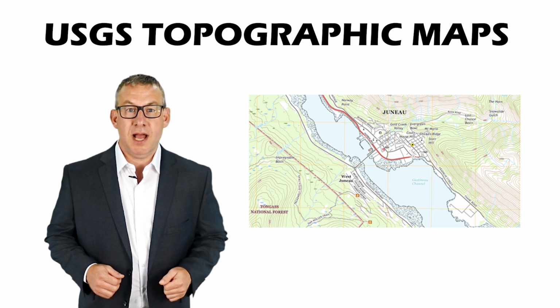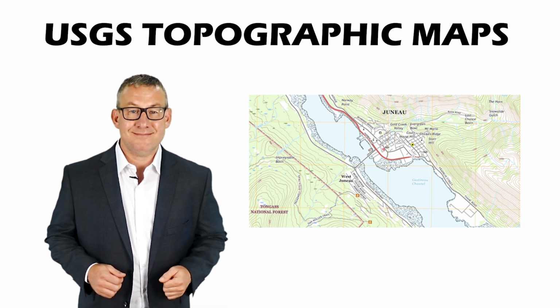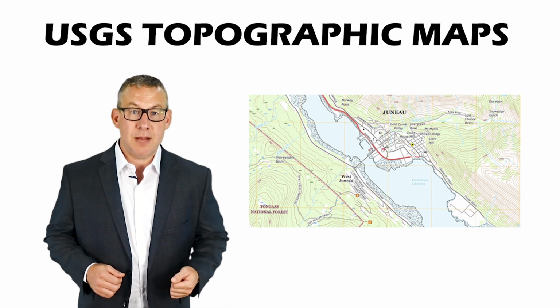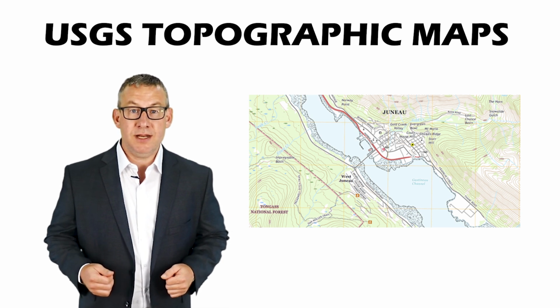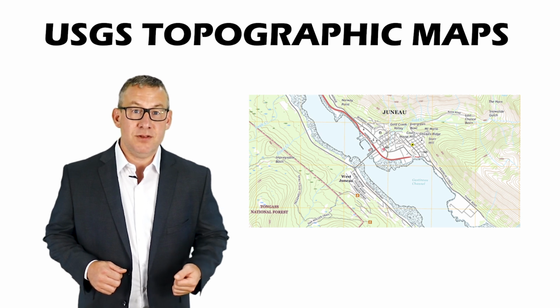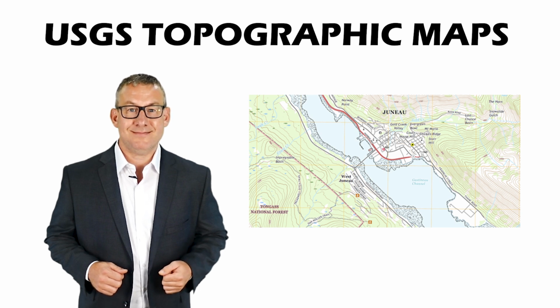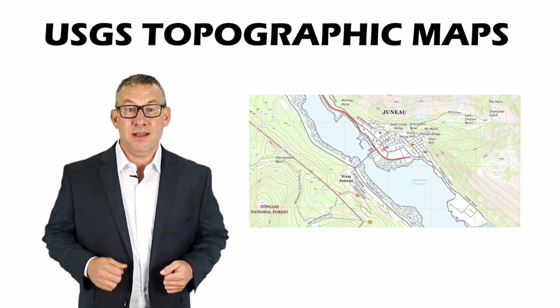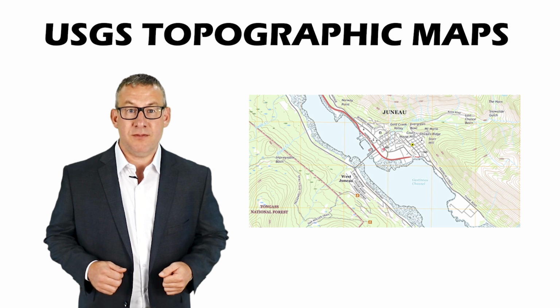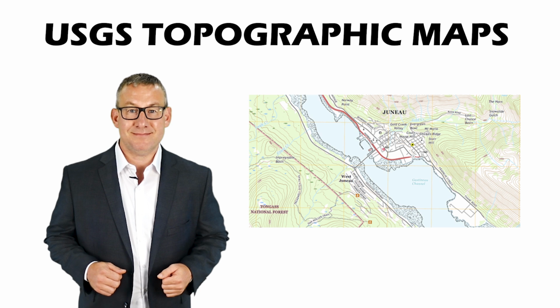USGS topographic maps. USGS topographic maps were first published in 1884. New topographic maps are produced every 3 years. The scale of a USGS topographic map is 1 to 24,000. The extent of USGS topographic maps is 7.5 minute by 7.5 minute.